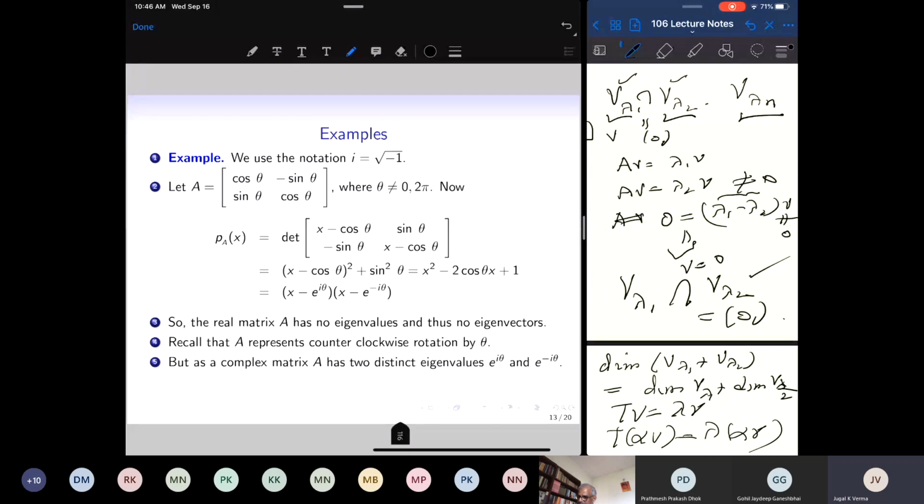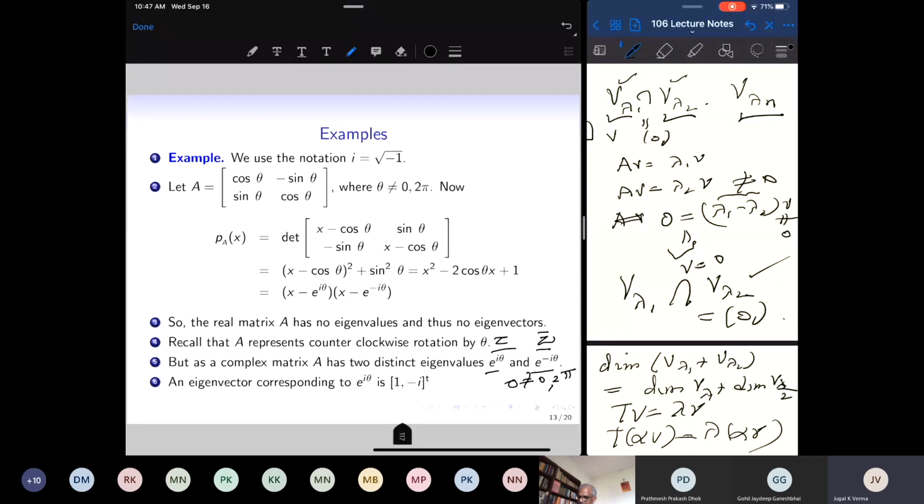But the complex eigenvalues are e to the power i theta and e to the power minus i theta. And they are distinct. If this is my complex number z, this is its conjugate. I'm assuming that theta is not 0 or 2 pi. Then z and z bar are distinct, and distinct eigenvalues have linearly independent eigenvectors.